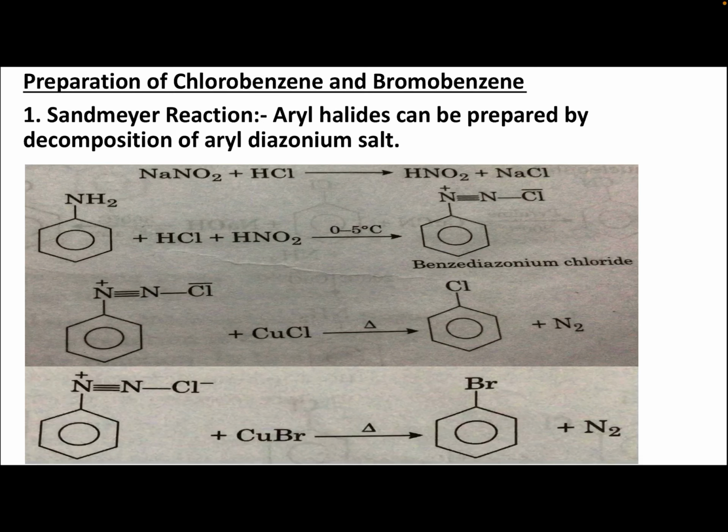Now, preparation of chlorobenzene and bromobenzene. The first method is the Sandmeyer reaction. We are preparing chlorobenzene and bromobenzene.